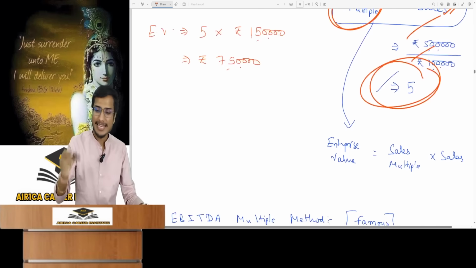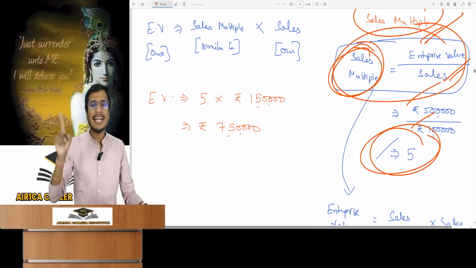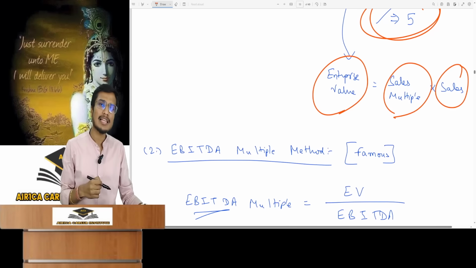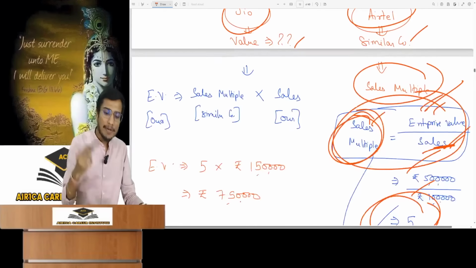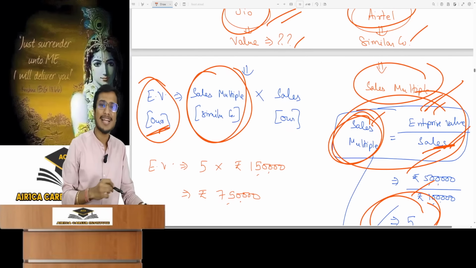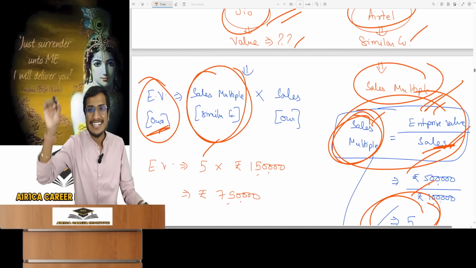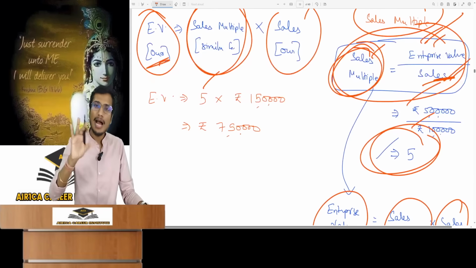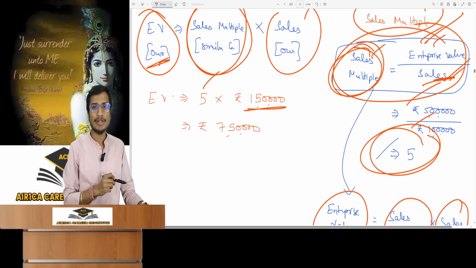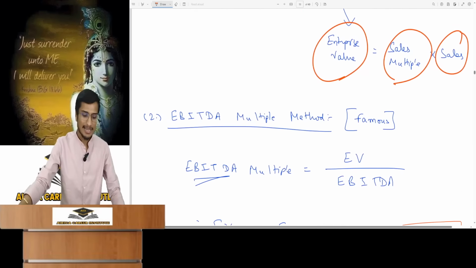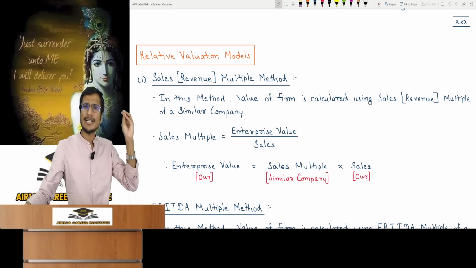What is my enterprise value? It's the same formula. To find the enterprise value from this formula mathematically, you simply multiply sales with the sales multiple. Sales multiple times sales. Now if Jio has to find its value, how will the company calculate its own enterprise value? Take the sales multiple from a similar company. It must use its own data, specifically its sales data. Otherwise, if you take Airtel's data, you'll get Airtel's value. As discussed, suppose my sales are rupees 1,50,000. My enterprise value comes out to be 7,50,000. The sales multiple relative valuation is complete and simple.